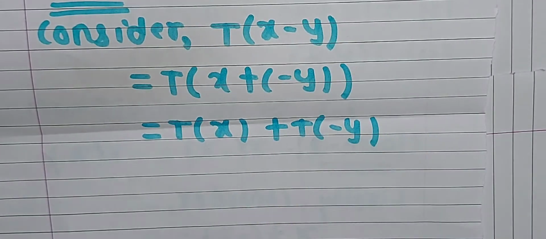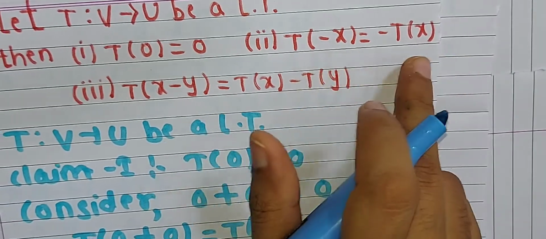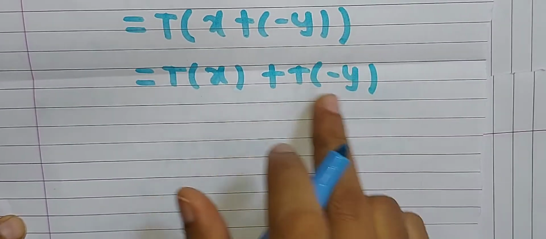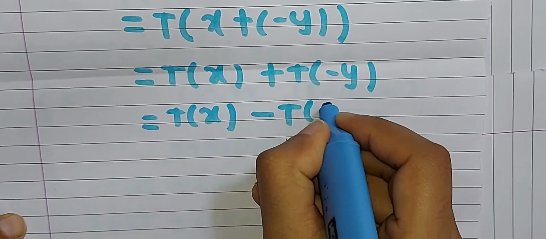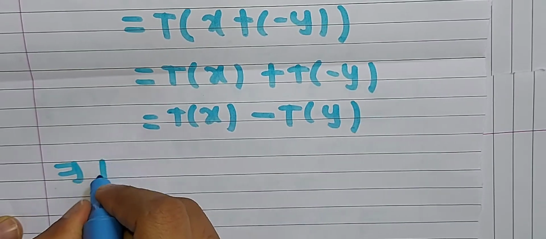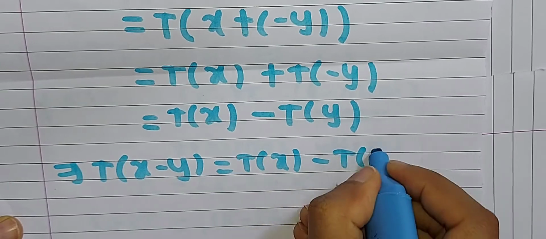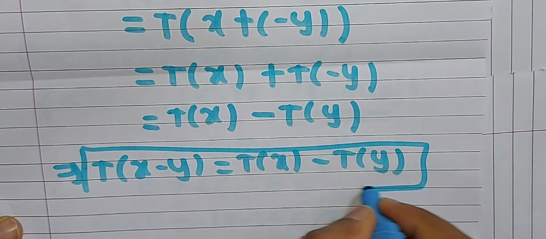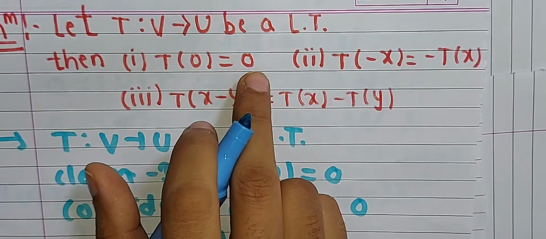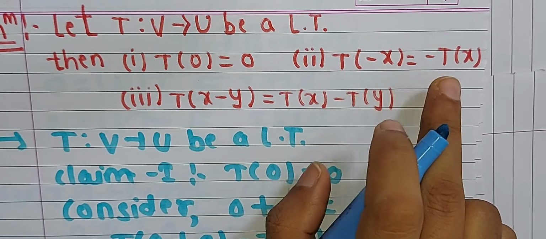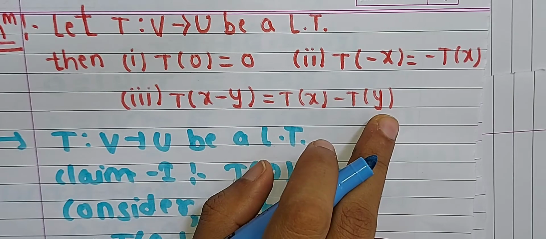Again, we have already obtained that T of (-x) is equal to minus T of x. This is our property number 2. So with the help of that property, this element can be represented by minus T of y. Hence we have obtained T of (x minus y) is equal to T of x minus T of y. This is our proof. So this is the third property of this theorem. We have obtained firstly that T of 0 is equal to 0, secondly T of (-x) is equal to minus T of x, and now T of (x minus y) is equal to T of x minus T of y.